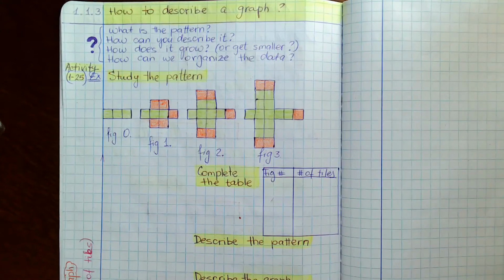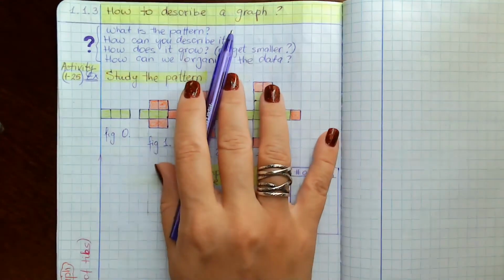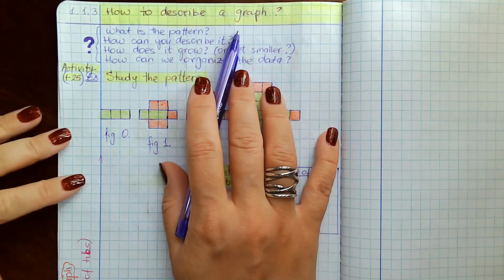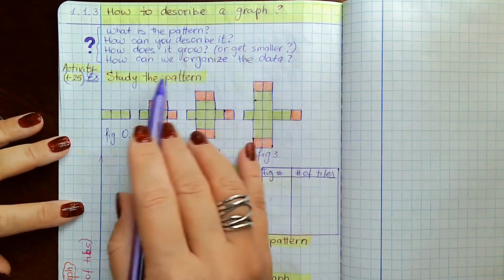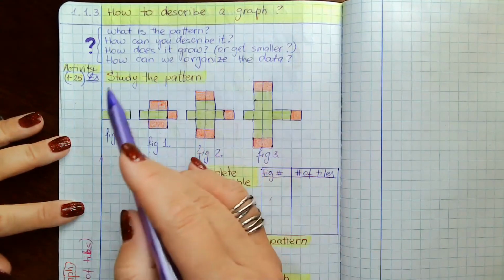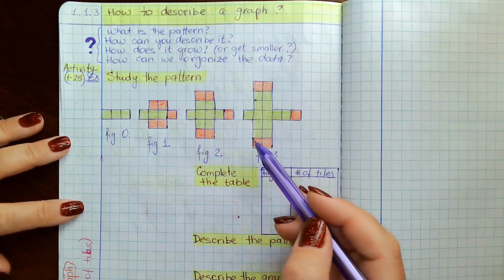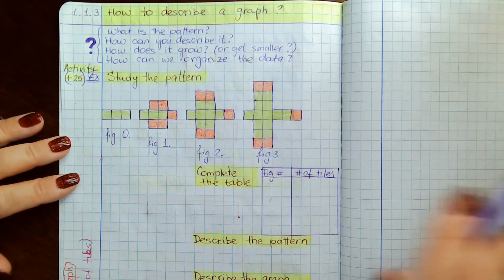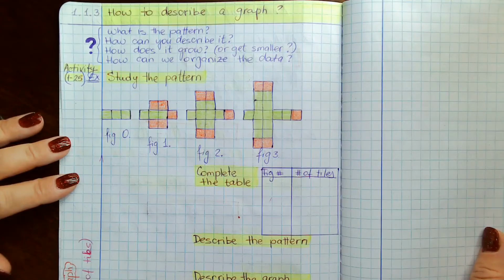In this lesson, we'll see how to describe a graph. A graph is usually a representation of a set of data, and our set is going to be visual, so it's going to be a set of figures where we notice what the pattern is from figure to figure, and then how to notice a pattern, how to describe it, how to graph it, and describe a graph.